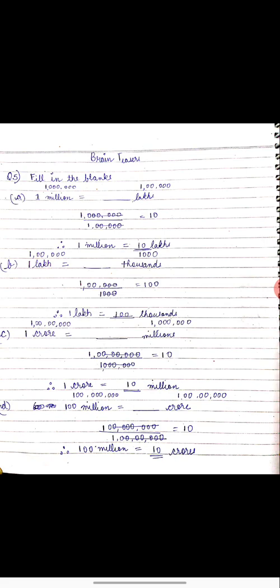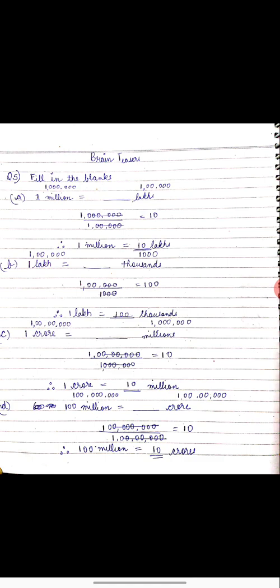The next example is 1 crore. 1 crore is equal to how many millions? The question is asking, to make 1 crore, how many millions do we need? Again, on the top, I have written how we write 1 crore. 1 crore will have how many zeros? 7 zeros. And 1 million will have how many zeros? 6 zeros. Again, whichever number is on the left, you will write that number on the top.